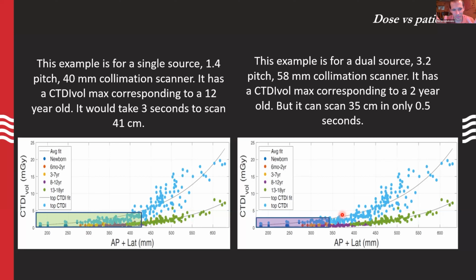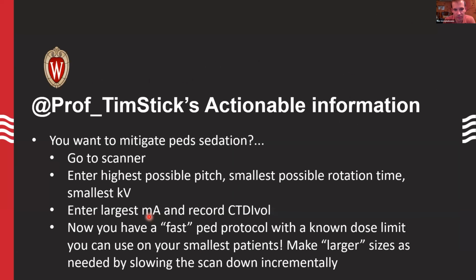They both have merits, pros and cons, but in this example, just make sure that you're aware that there is this fundamental relationship between the maximum tube output and how big a pediatric patient you can scan. All right, so let's make this actionable. This is just a talk, so what could we really do with this information?